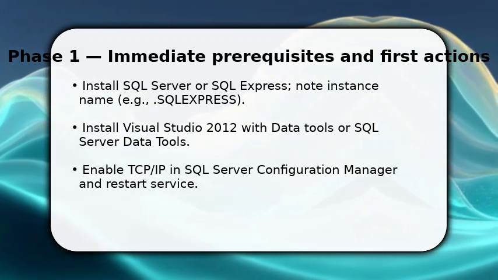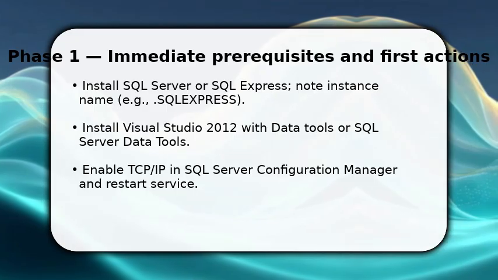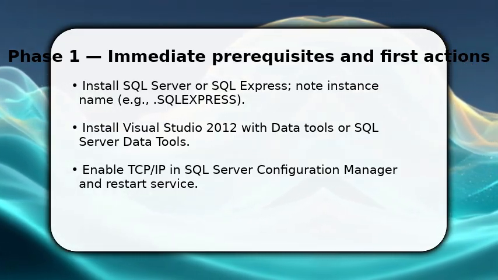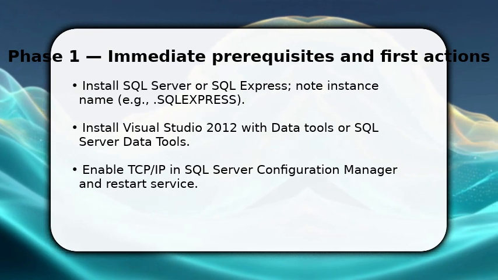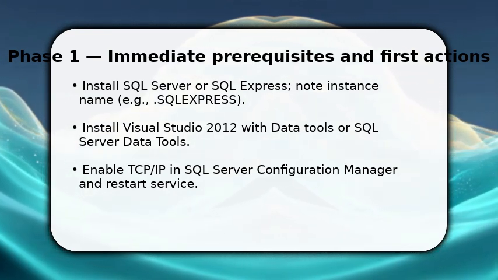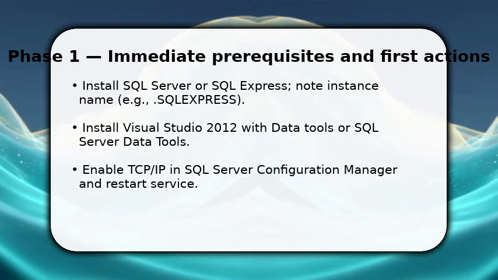Next, note the instance name and authentication mode, Windows or SQL Server, and create a test login if you need SQL Auth. Once done, launch Visual Studio and prepare to add a new connection from Server Explorer. This moves you from setup.